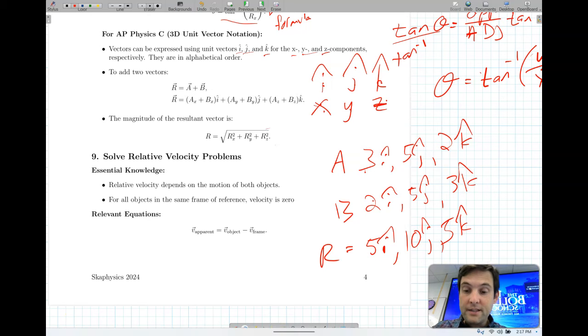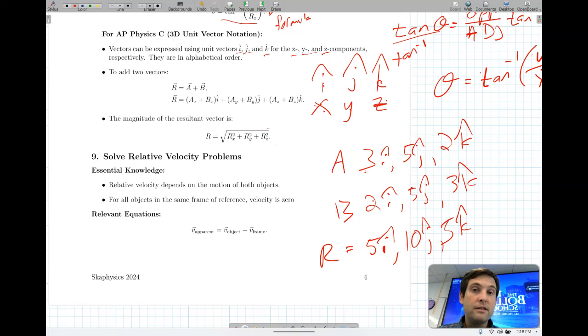For relative velocity problems, relative velocity depends on the motion of both objects. Think about walking on the moving sidewalks leading into the airport, and how fast people look like they're going as they walk on the non-moving ground. For all objects in the same frame of reference, velocity is 0. I think about things in the car. When you're staring down at your phone, that phone to you inside the car does not appear to be accelerating, speeding up, or slowing down. Instead, it's got a velocity of 0 relative to you.